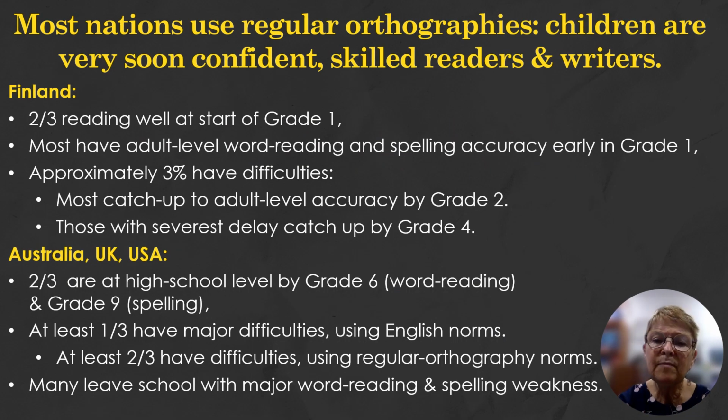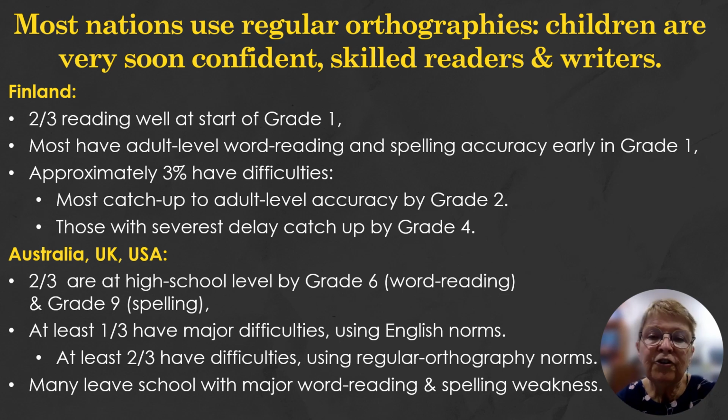And while many people in Anglophone nations don't realise it, most nations use regular orthographies, and their children are very, very soon confident, skilled, independent readers and writers. So let's look at 2 ends of the continuum, Finland, and then we'll go for Australia, UK and USA. And Thai is probably more complicated than English, okay? But Chinese, Japanese and etc. are not, because they use that beginner's orthography first up. They count as regular orthography nations.